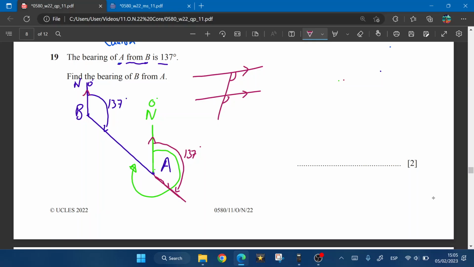So all we need to add to that 137 is this angle here, and that one we can see without even having to measure it. That's a straight line, so that's 180 degrees, which makes finding the whole of the green angle pretty easy. It's simply 137 plus 180, which would be 317.